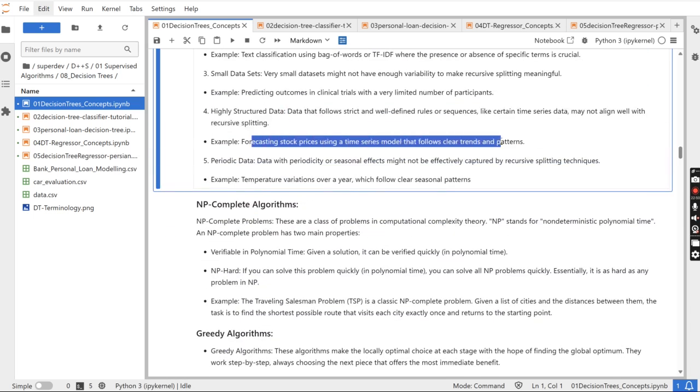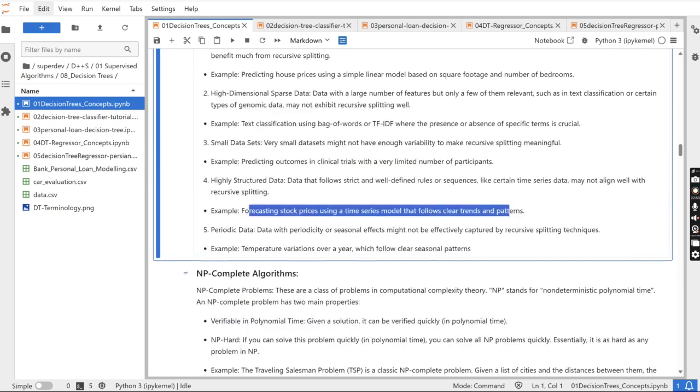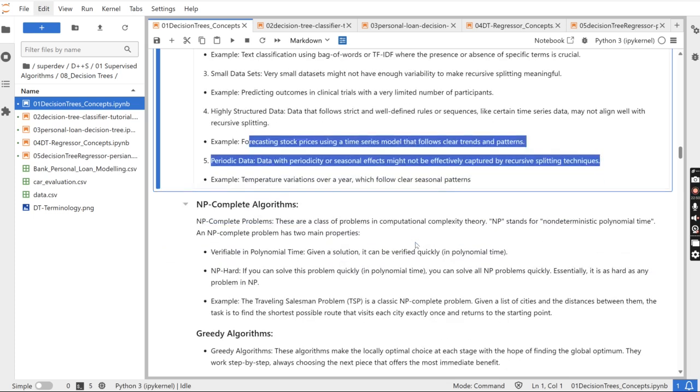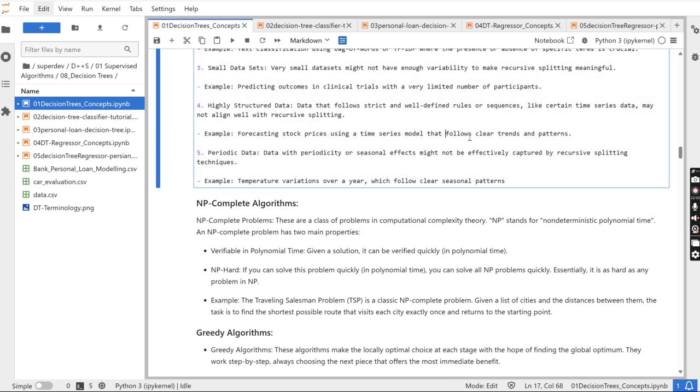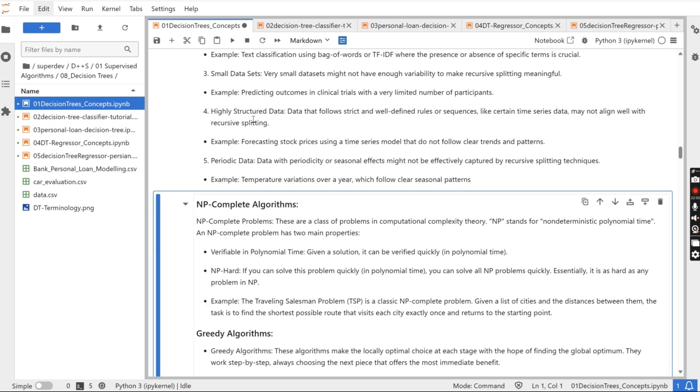For example, stock forecasting also. Stock forecasting does not follow clear trends and patterns. It all depends on how the various companies in the world are performing and what is the human emotion behind those companies, and all of that. It's unpredictable. Such data does not follow clear trends and patterns, so using a decision tree doesn't make sense, it may not work.